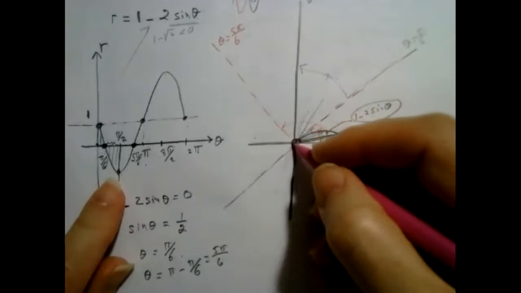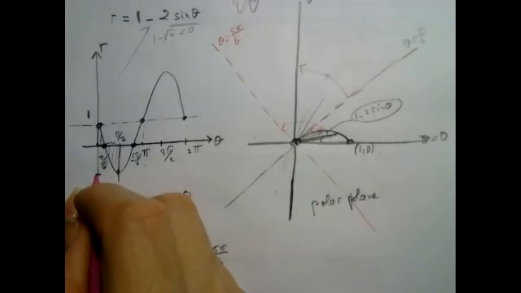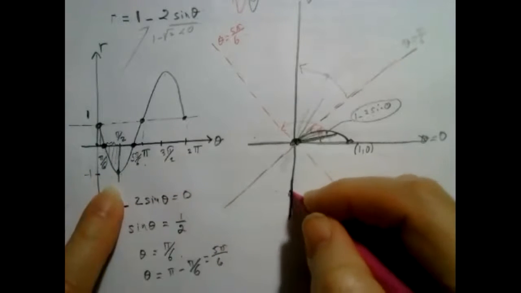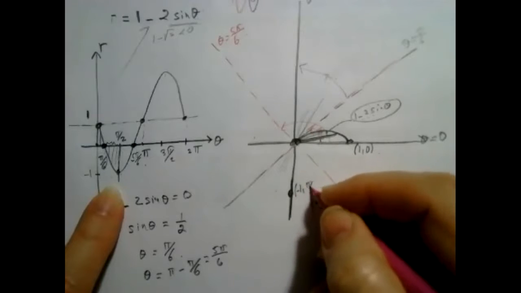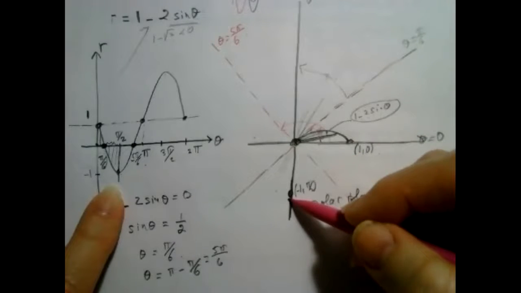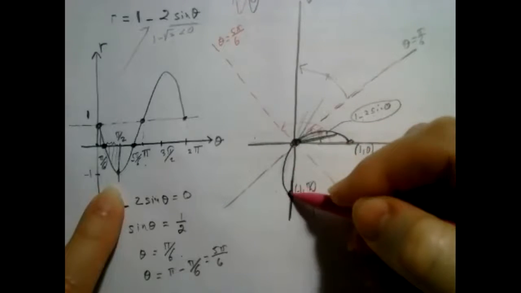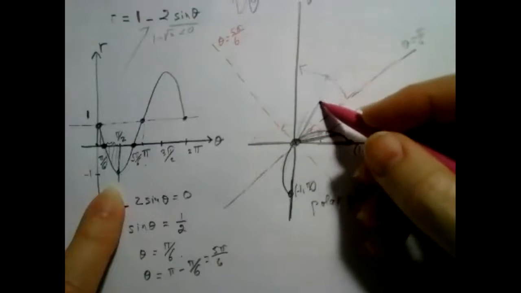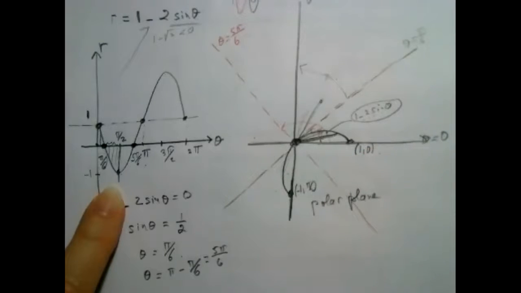So at pi over 6, I am at 0. At pi over 2, I am right here, which is minus 1. So this is minus 1 at pi over 2. I am at 0 at pi over 6, I am at minus 1, and in between, the R is negative. It means my graph will have to be right there. If I take any value here, since R is negative, the point is going to be down in this quadrant. That's going to be the picture.